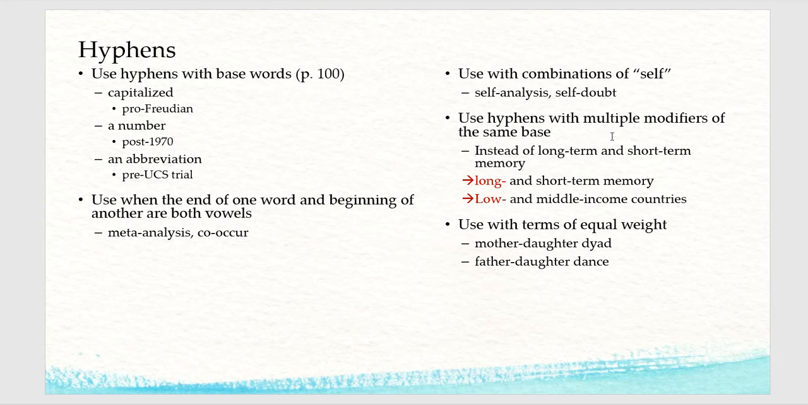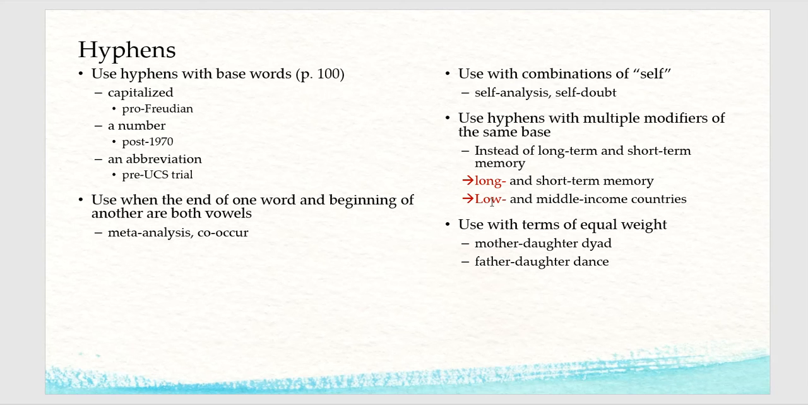And we use hyphens with multiple modifiers of the same base. So instead of saying long-term and short-term memory, we're going to do a little shortcut here, and we're going to use the hyphen to take the place of term. So we can say long and short-term memory. So the hyphen is here. It's not hyphenating the conjunction or hyphenating all these words. The hyphen's just taking the place of term.